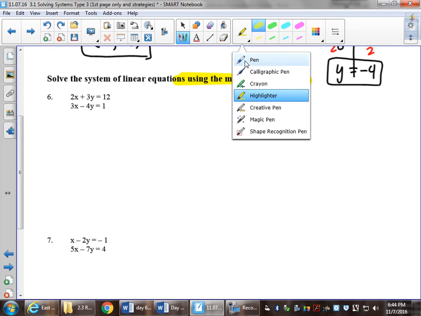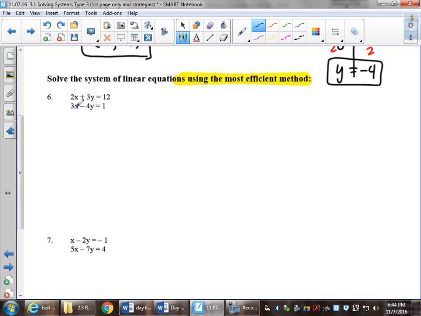There's really no wrong answer here. You can choose either one. If I want my x's to cancel, I need to work towards a positive 6x and a negative 6x. If I want my y's to cancel, I need to work towards a positive 12y and a negative 12y. Because I see that I already have this positive-negative relationship, I am going to choose to work with the y's because it means I don't have to worry about multiplying by a negative.